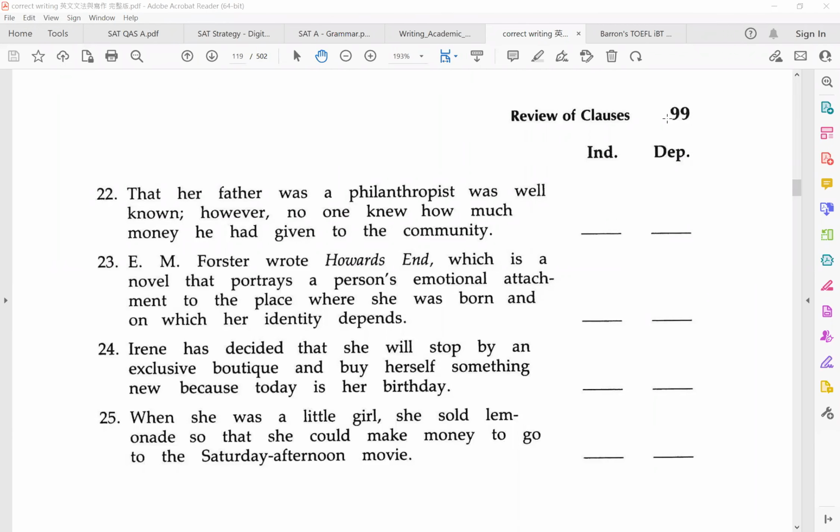All right, so this is a review of our independent and dependent clauses. So we have to know how many clauses we have in the sentence. So first of all, that her father was a philanthropist. Remember, starting your sentence with that, chances are this is a noun clause. And what is it doing? It is serving as the subject of the entire sentence.